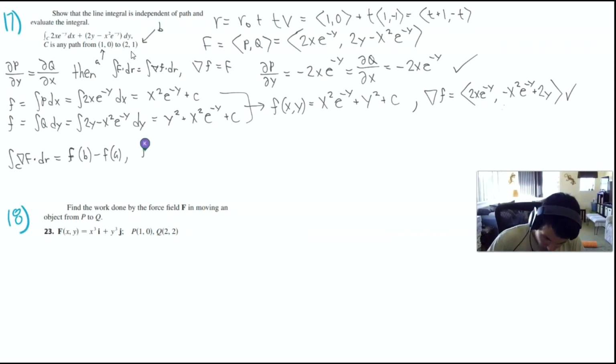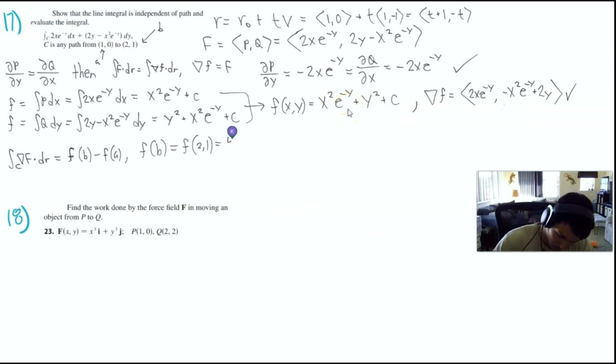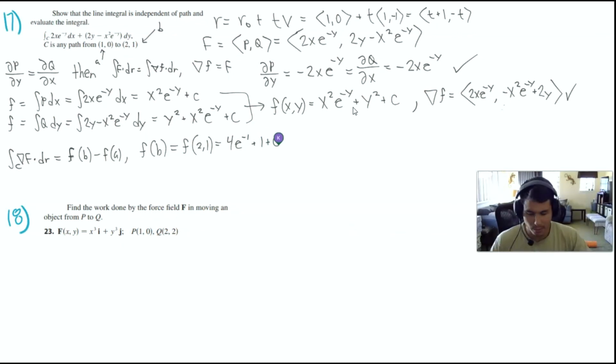So let's find f of b first. Well, f of b is the same thing as f of (2, 1). And f of (2, 1), if we put (2, 1) into this thing right here, what do we get? We get 4e to the negative 1 plus 1 plus c. Well, that's what we get.